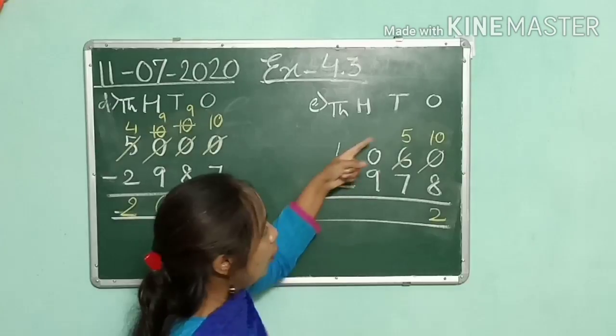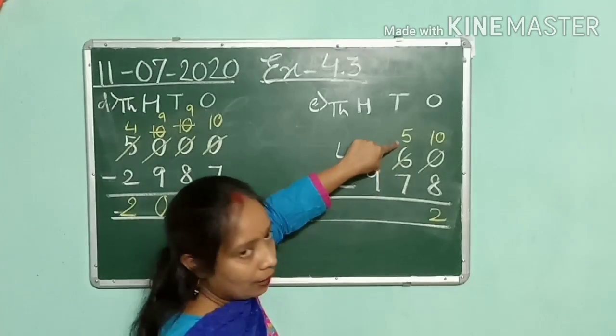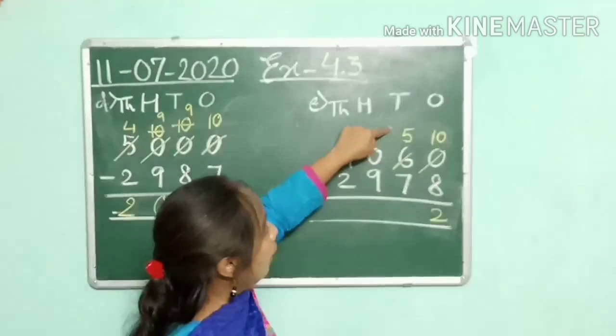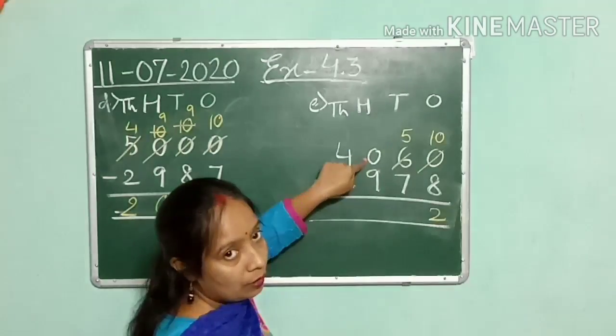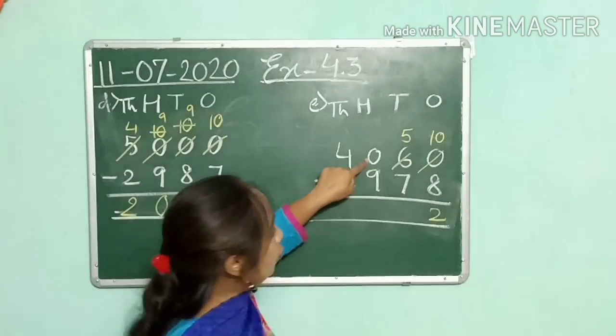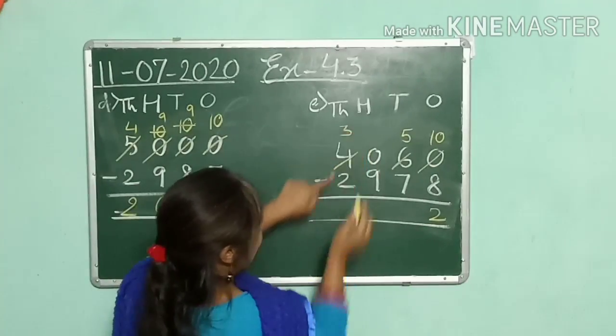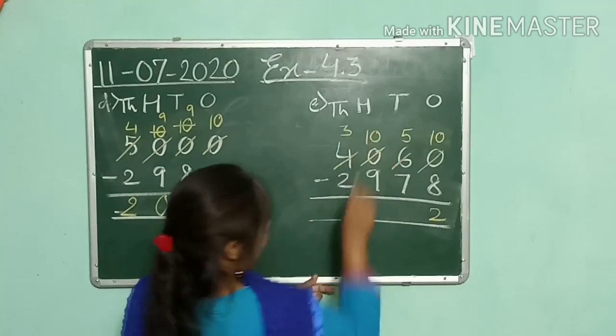Now under the tens column you have to subtract 7 from 5. Again it's not possible because 5 is smaller than 7. So 5 will borrow from this hundreds place digit, that is 0. But it's not possible. So 0 will borrow from 4. 4 becomes what? 3. And this 0 becomes 10.